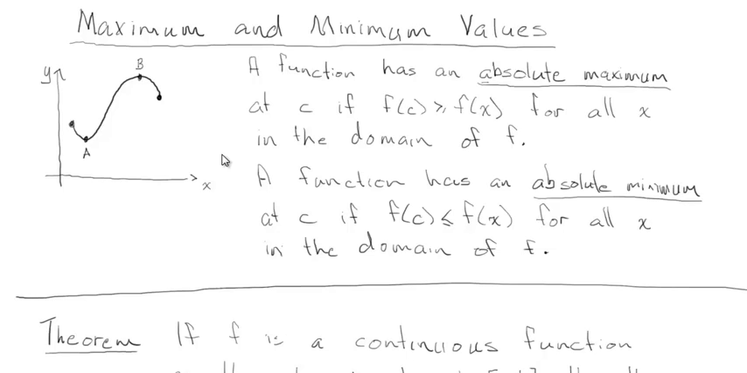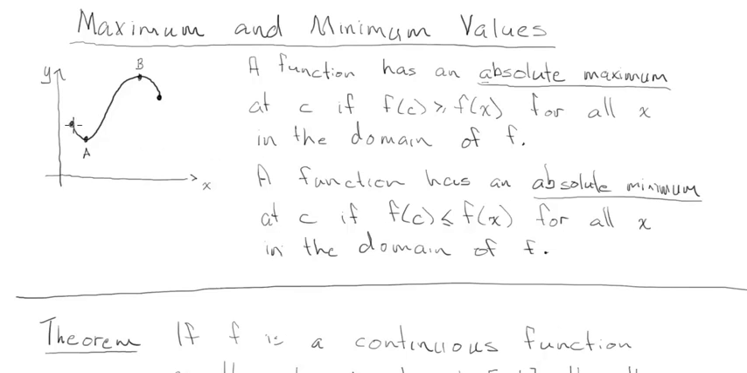In this lesson, we're going to look at what we call maximum and minimum values. We've already touched on this topic when we did curve sketching and finding local maximum and local minimum values, and critical numbers. But here what we're going to talk about is what we call an absolute maximum.